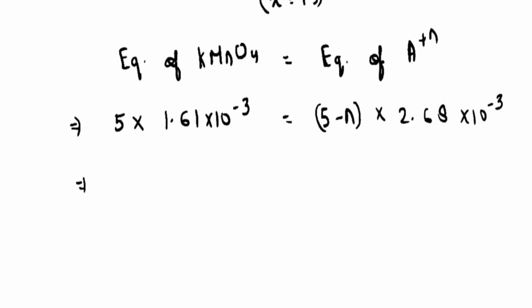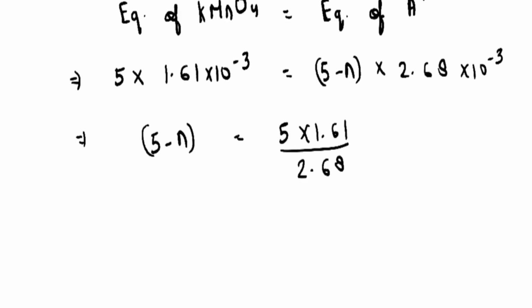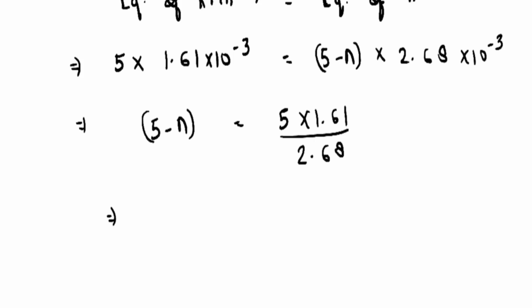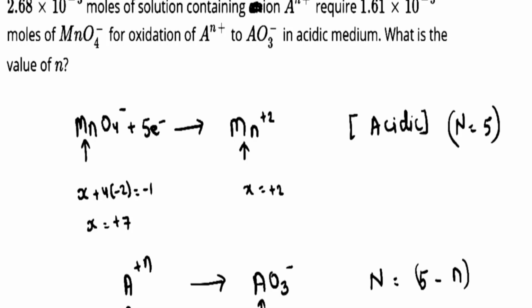So we get 5 minus n is equal to 5 × 1.61 divided by 2.68. On solving, we get 5 minus n equal to 3. So n equals 2. So the value of n in this question will be 2. I hope that I made myself clear. Thanks for watching. Have a nice day.